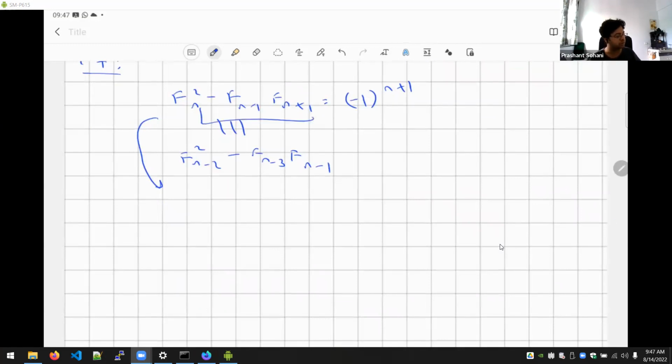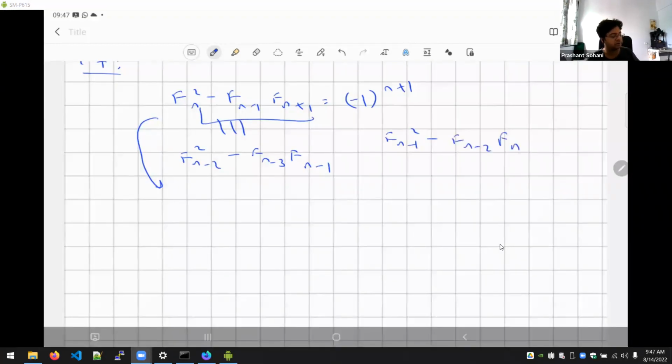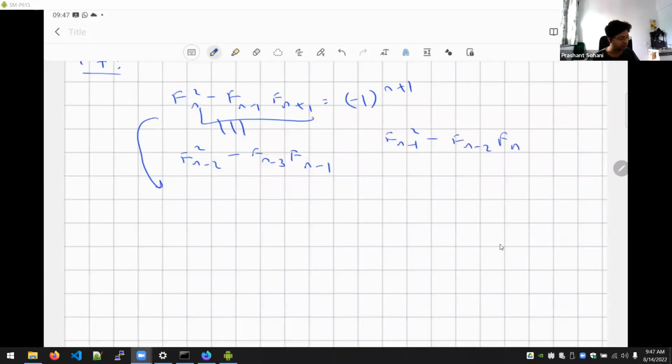You can connect this to the previous term, Fn minus 1 square minus Fn minus 2 Fn. That was an interesting manipulation. I also hadn't thought of that. So let me try to recall exactly what it was. Yeah, I think they took this Fn. See, the first instinct that all of us have is to replace this Fn with Fn minus 1 plus Fn minus 2, and expand that bracket and do things like that.